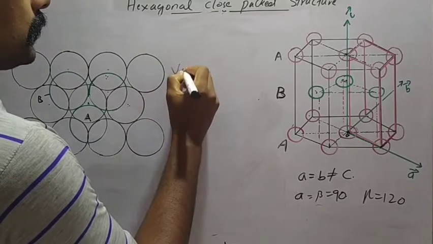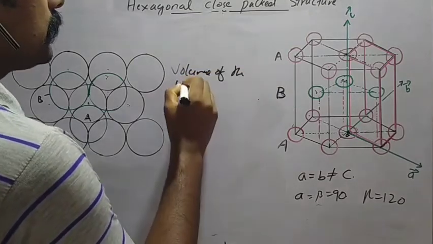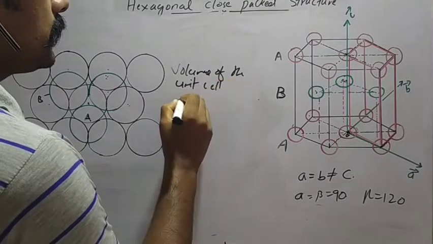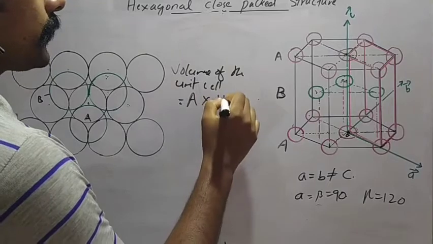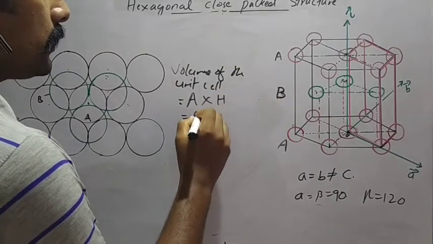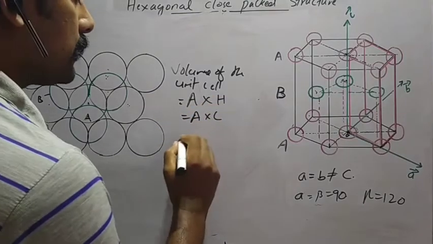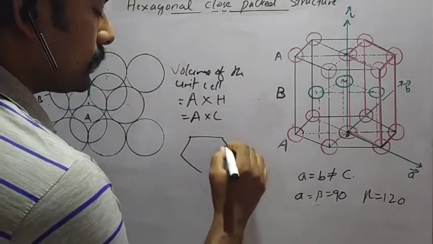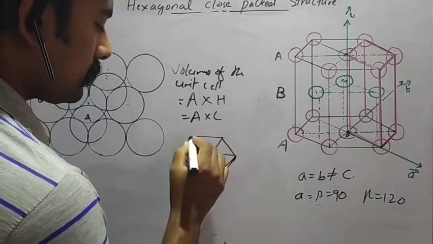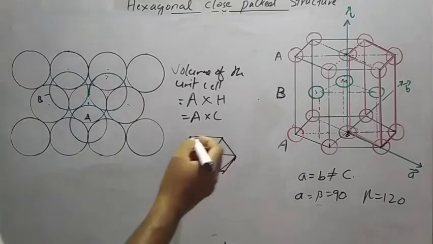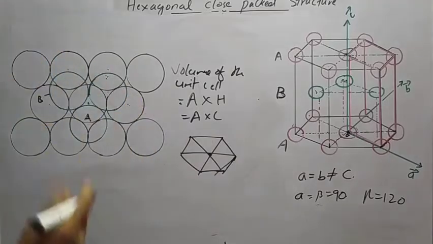Volume of the unit cell is equal to area of this hexagon into height of that hexagon. Okay, that is equal to area into height, we know, that is C. And let us find out the area of the hexagon. For that, this is our hexagon. So there are six triangles, 6 triangles contribute to this hexagon.